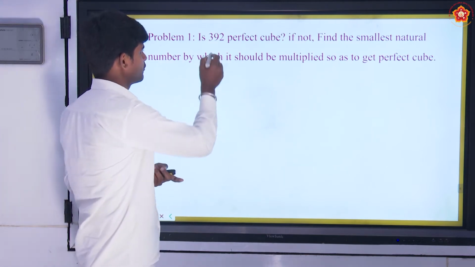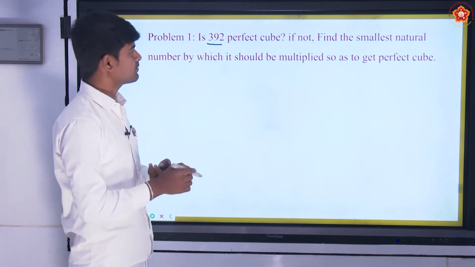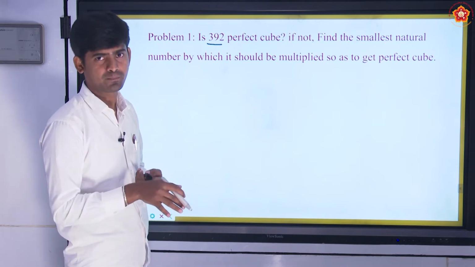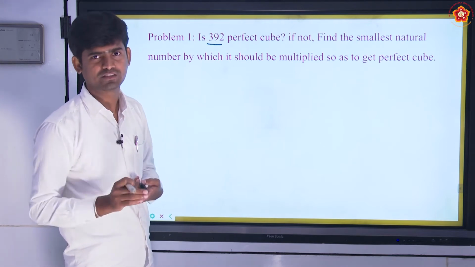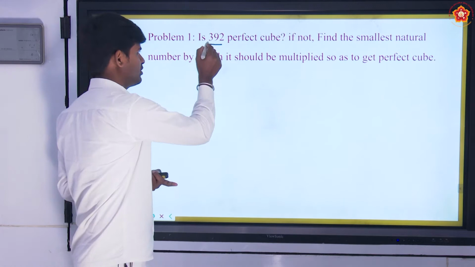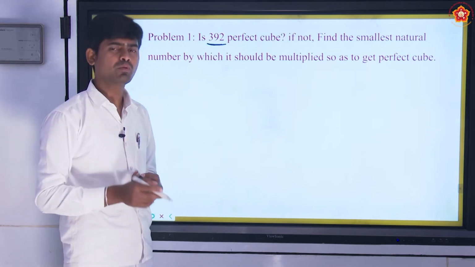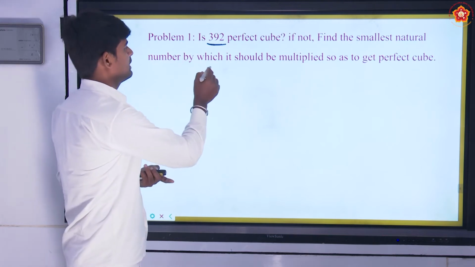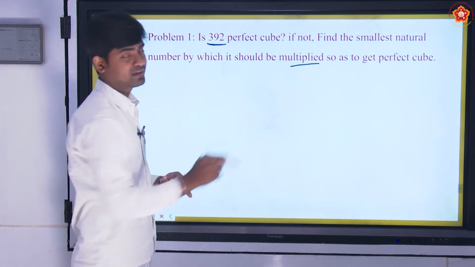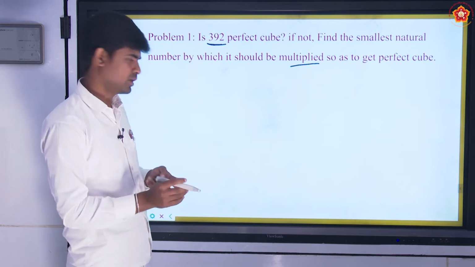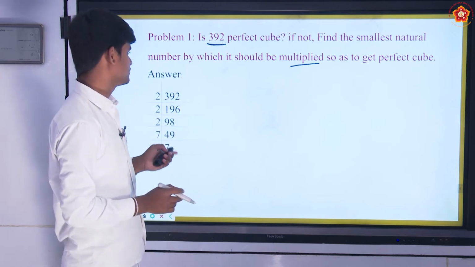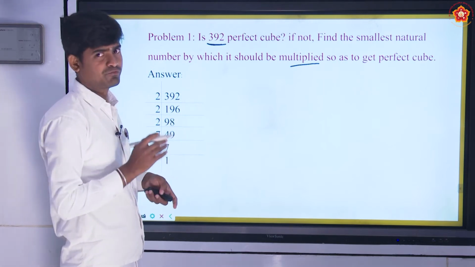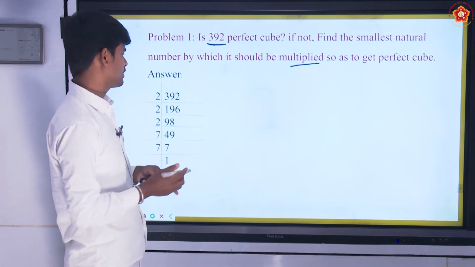First, we check whether 392 is a perfect cube or not. First, we have to check by the prime factorization method. If it is not a perfect cube, we have to multiply by a number to get a perfect cube. See the solution. First, solve this problem through the prime factorization method.